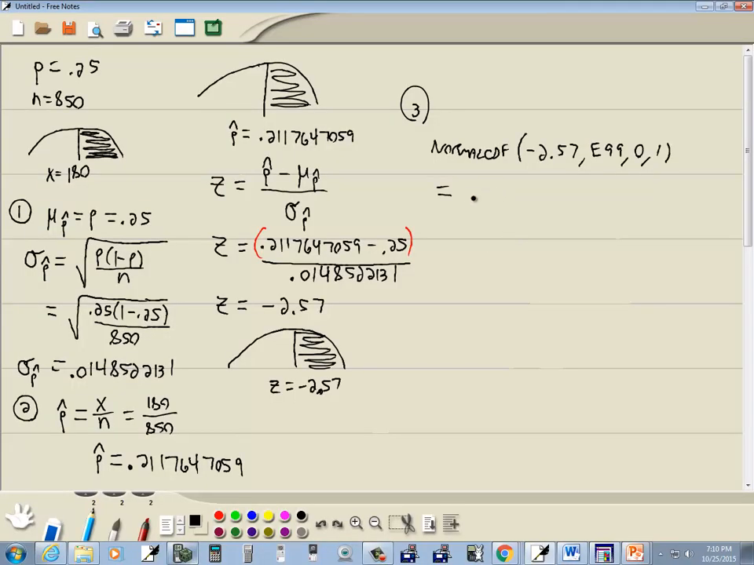Then to 4 decimal places we get 0.9949, and that would be our answer. 0.9949. Okay, just double checking it.